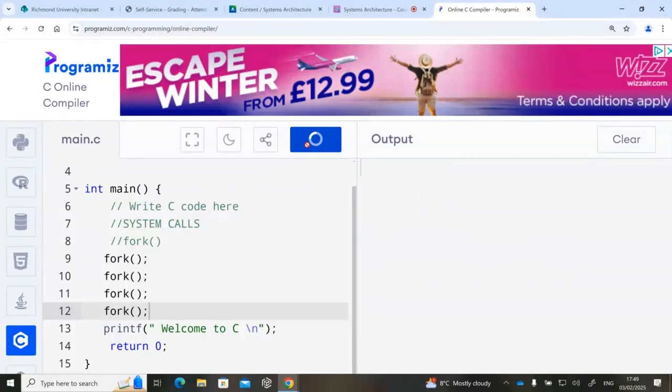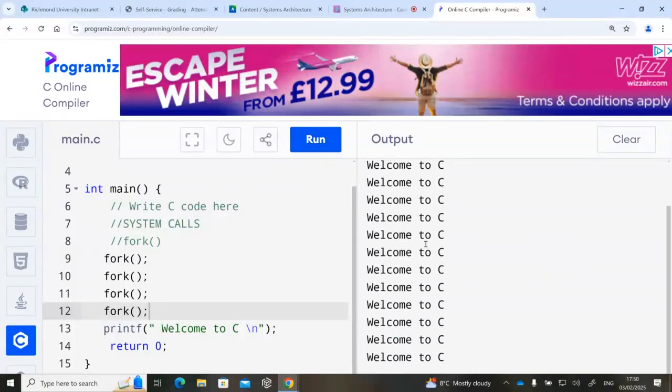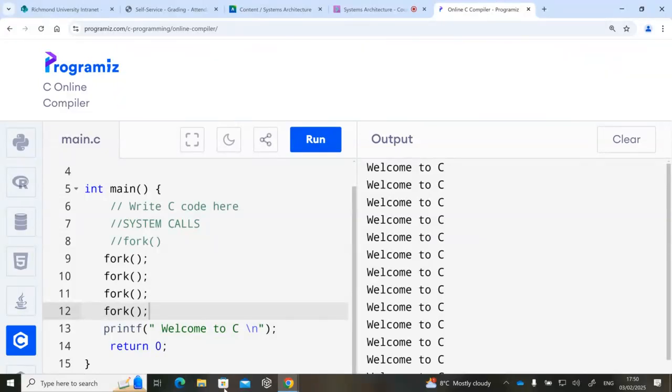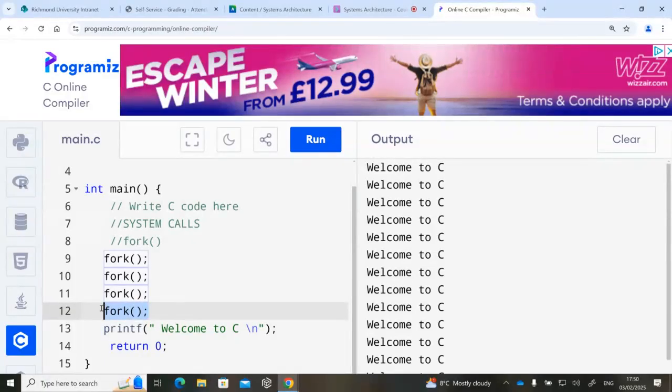So if I do this, the answer is 16. What is the pattern here? Square of what? Yeah, that's a good guess. Okay, let's see, it's a good guess.